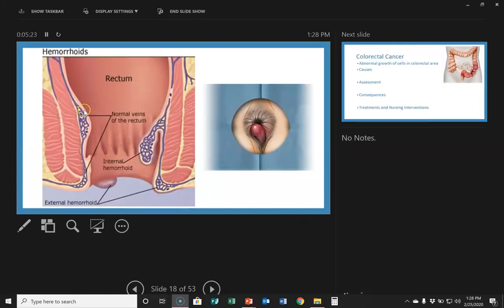So here's a picture of normal veins, and then here's an internal hemorrhoid and an external hemorrhoid. And here's a picture of what an external hemorrhoid looks like.